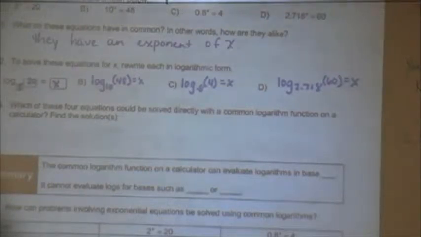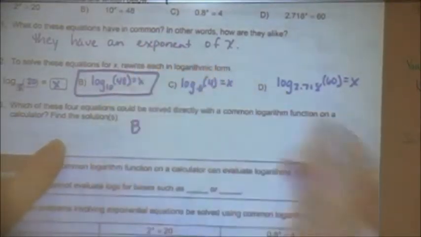Now the question is, which of these 4, A, B, C, or D, could be solved directly with the common logarithmic function on my calculator? D. Common log, not natural log. B. Never mind. Because common log is base 10.